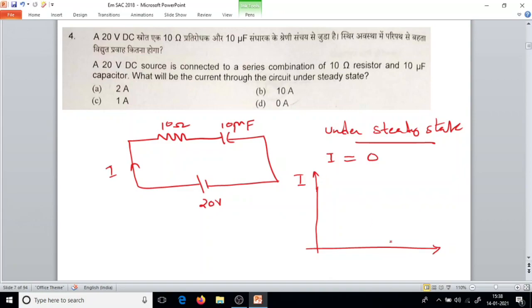If you draw circuit current versus time, initially the capacitor draws maximum current. That is, at time t equal to 0, it draws maximum current. Then it becomes like this. It becomes straight, and ideally it will touch the 0 point. So after reaching steady state, it draws no current. So the answer is option D, 0 amps.